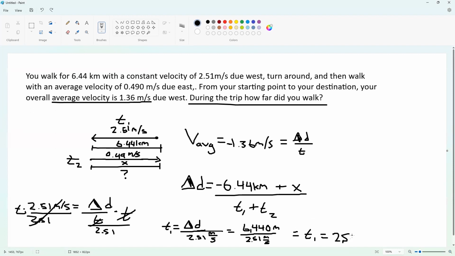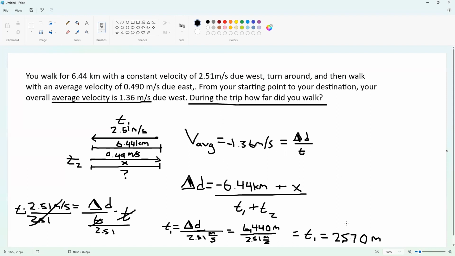2,565. If we're rounding to three sig figs, what number is that? 2,570. Okay, awesome. Making sure you know how to round. If you don't know how to round, you would definitely mess up somewhere.